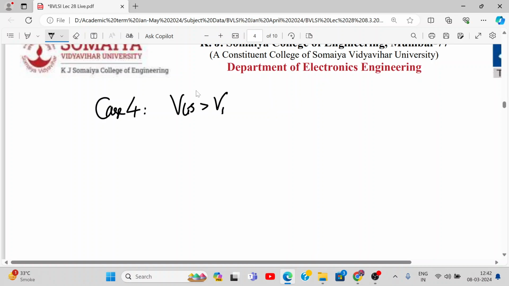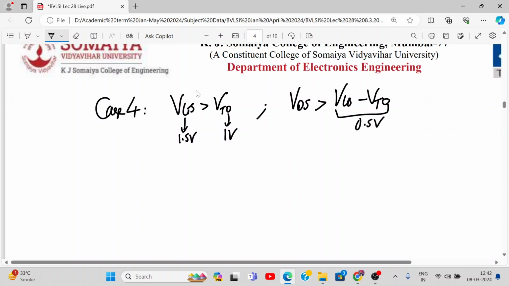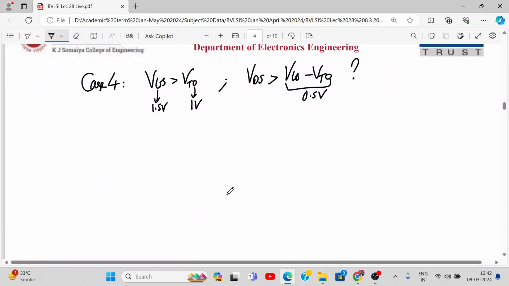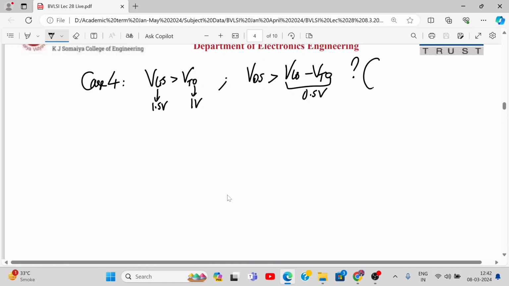VGS is greater than VTO, okay, and VDS is greater than VGS minus VTO. मतलब क्या, if this is 1.5, if this is 1, this is 0.5, right. So VDS is greater than 0.5. So what will happen over here? That is what we will discuss. Okay. Everyone understood the condition? So this region of operation is called as saturation mode of operation. We say that the device is in the saturation mode of operation.